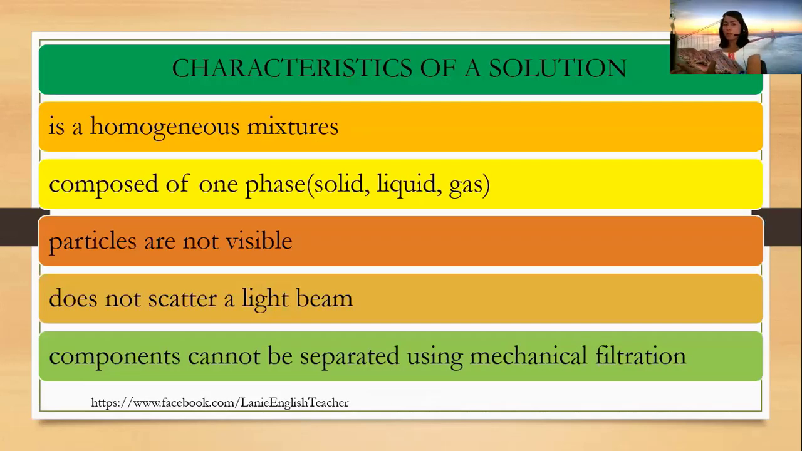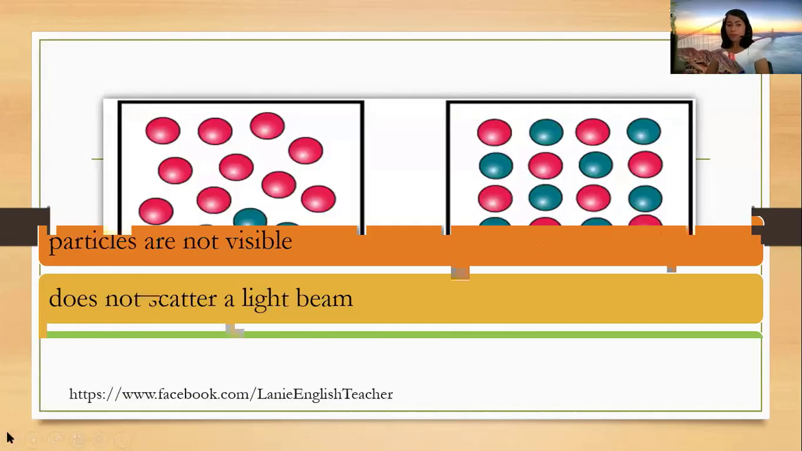Now, what are the characteristics of a solution? A solution is a homogeneous mixture. A solution is composed of one phase, which could be either solid, liquid, or gas. Particles are not visible, it does not scatter a light beam, and the components cannot be separated using mechanical filtration.